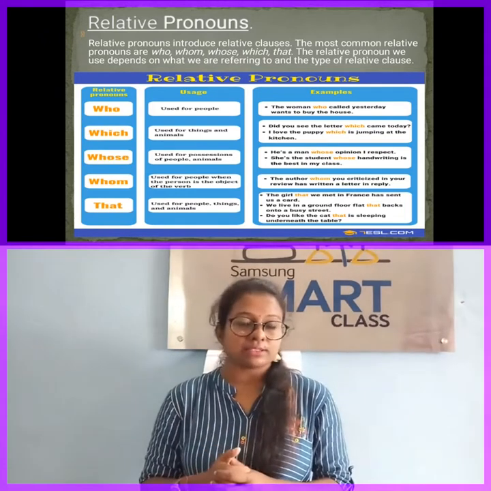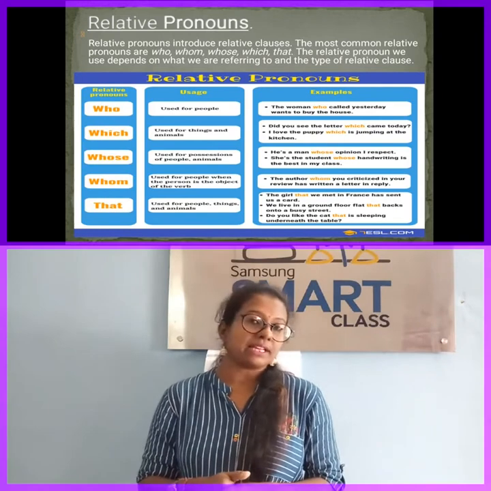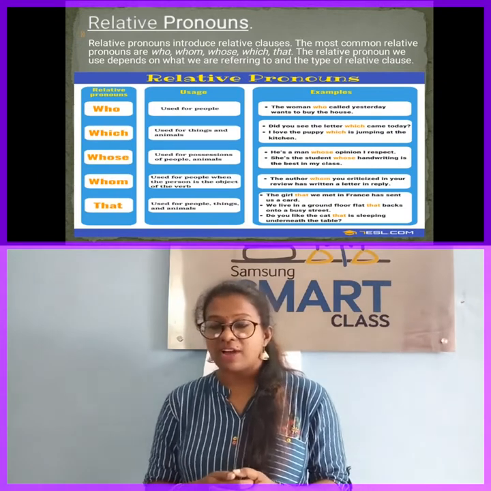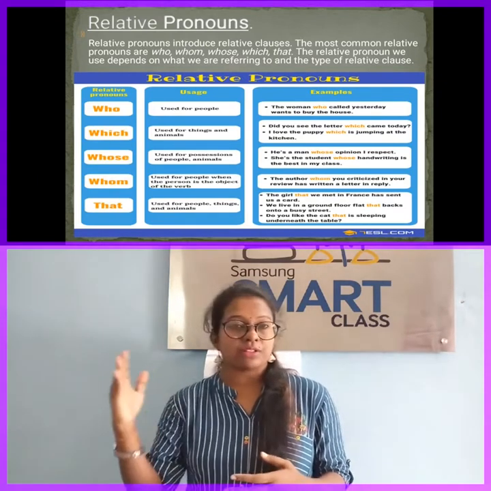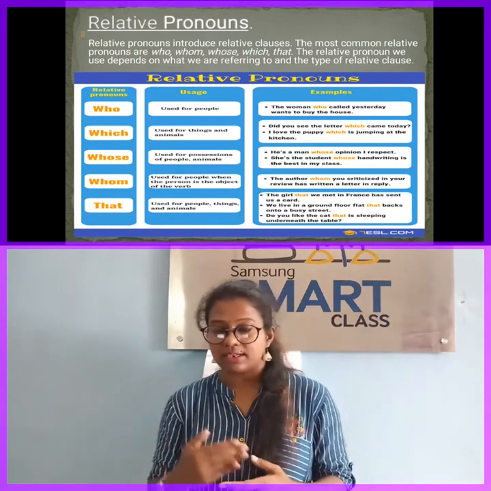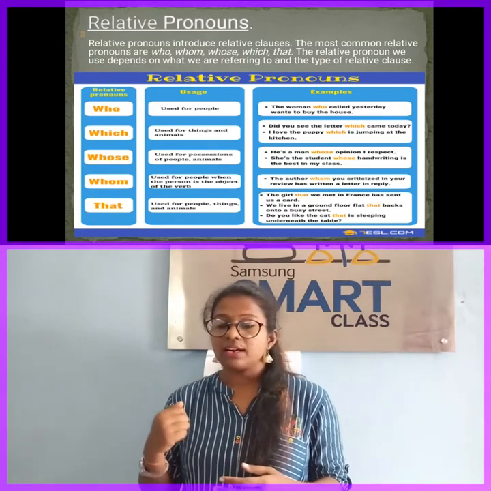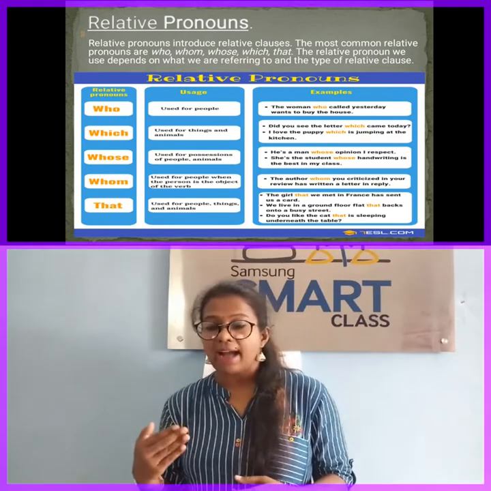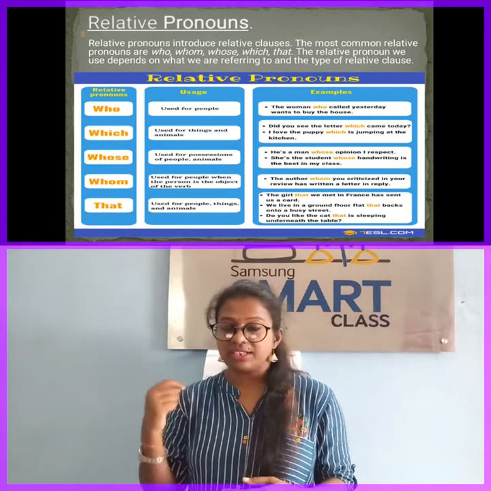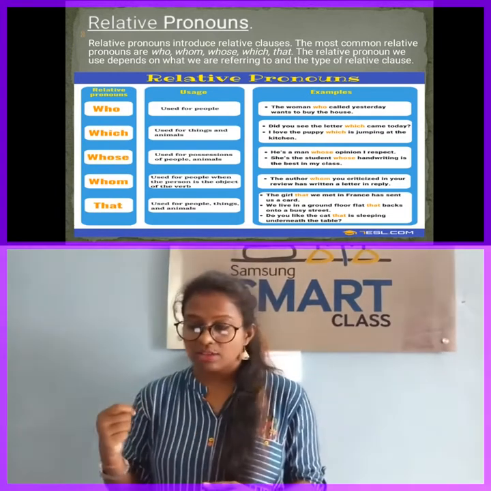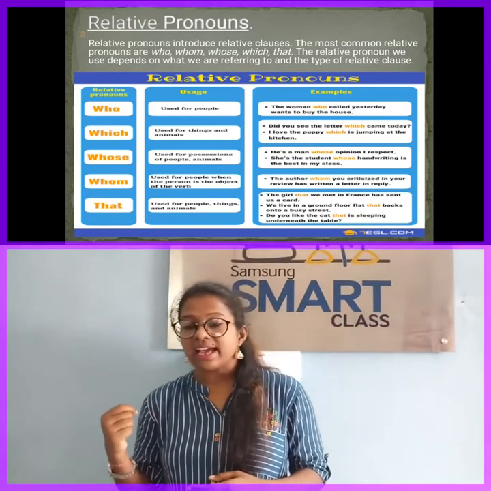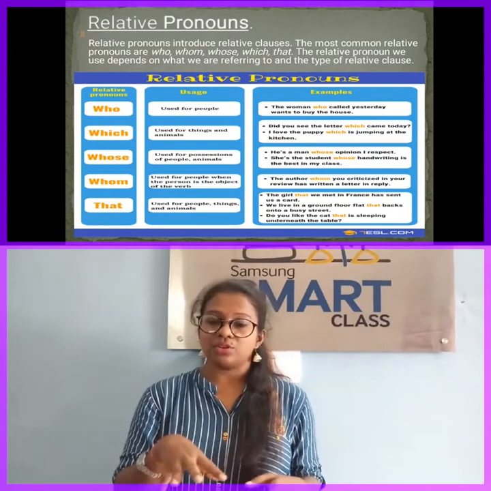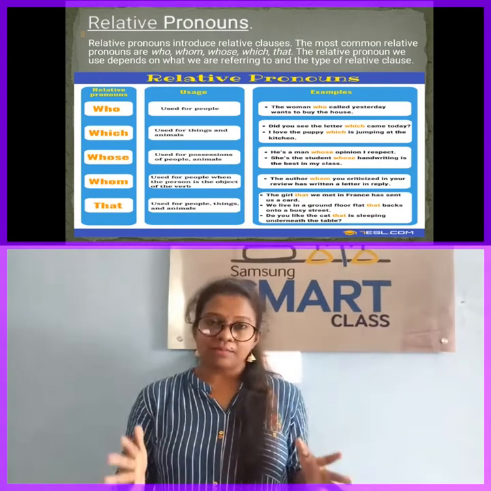Now we are coming to the last one, that, used for people, things and animals. So you can use it anywhere. The girl that we met in France has sent us a card. The first that refers to a person, that is the girl, a living person. We live in a ground floor flat that backs onto a busy street. Here that refers to a flat, that is the object, the thing. Do you like the cat that is sleeping underneath the table? So here that refers to an animal. So here that can be used for people, for animals and for things.